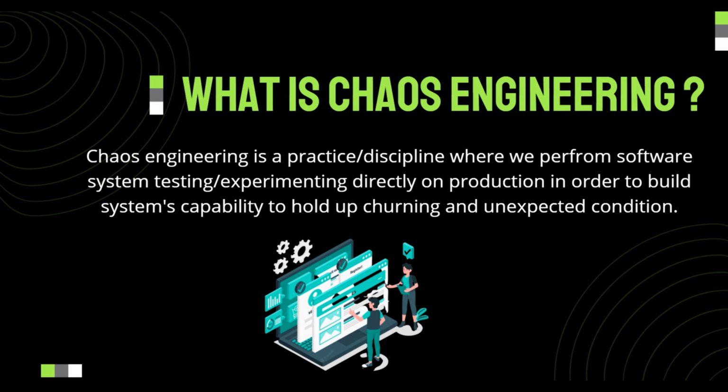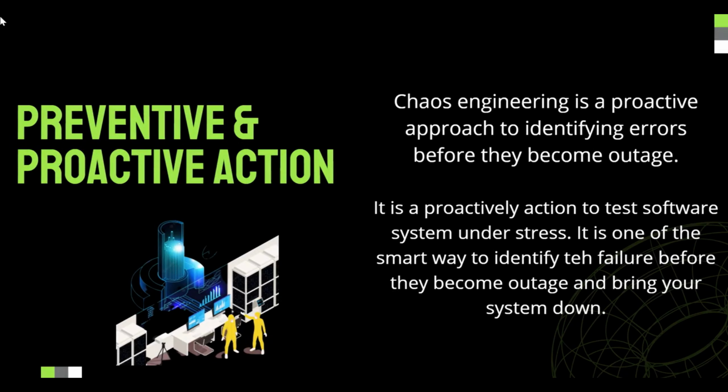today in this session. So basically, chaos engineering is a practice discipline where we perform software system testing experiments directly on production in order to build the system's capability to hold up under turbulent and unexpected conditions. So that is the definition of chaos engineering. Okay, so we have just seen the definition of chaos engineering, and we can also see chaos engineering as a preventive and proactive action. Chaos engineering is a proactive approach to identifying errors before they become an outage.